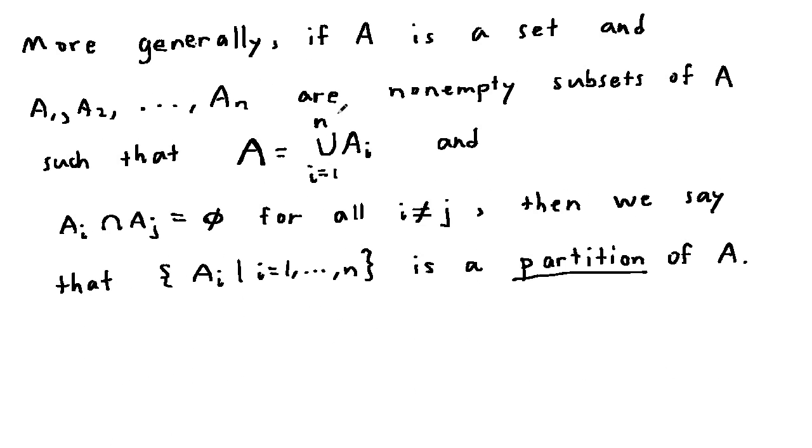More generally, if A is a set and A1, A2 through An are non-empty subsets of A, such that A equals the union of the Ai's, and Ai intersection Aj is empty for all i not equal to j, in other words, the Ai's are disjoint, then we say that the set of all Ai is a partition of A. The collection of sets Ai could be infinite.